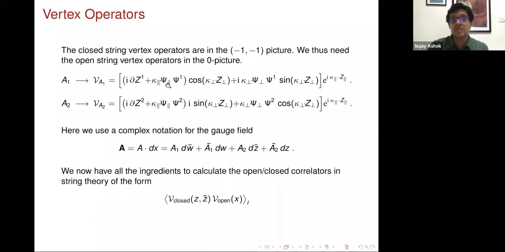So I'm just going to flash them to you to show that we have it explicitly. So this is the operator that we have in the zero picture. And again, I'm using complex notation. So by these A1, A2, I mean these A1 and A2 here in the next line. So the gauge field has, this is the one along the defect, and these 2 bar are perpendicular to the defect.